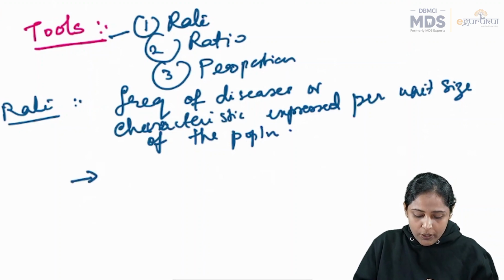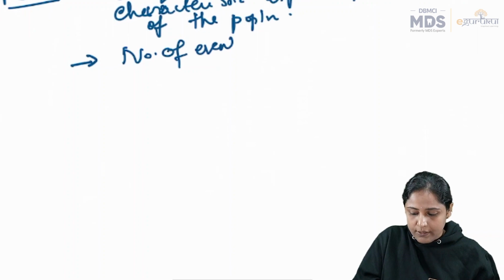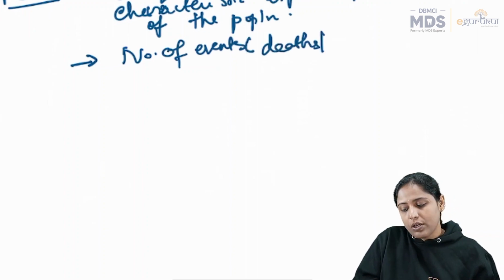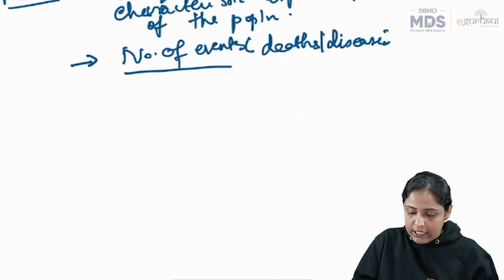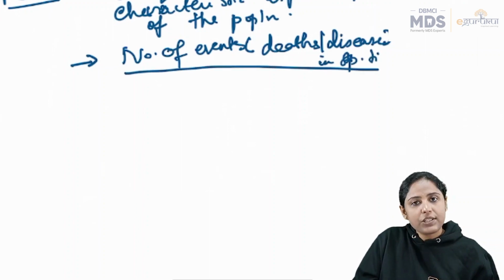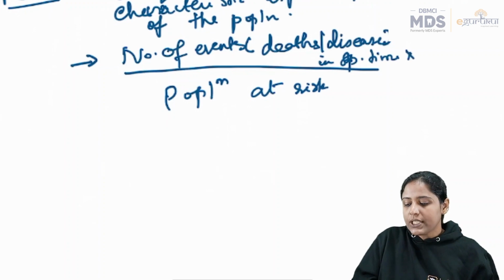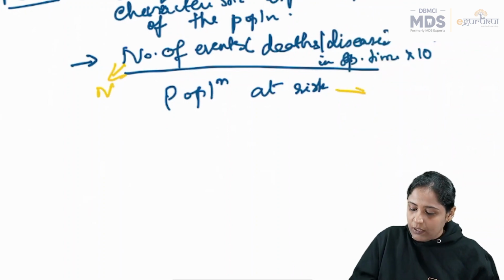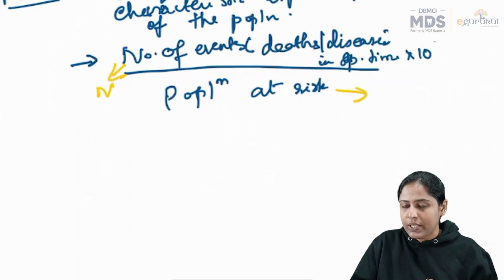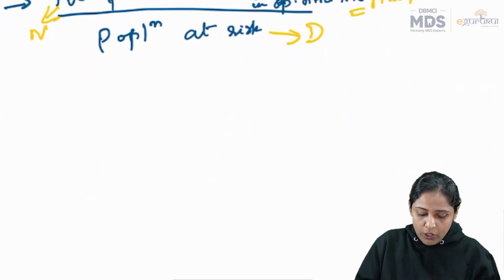What is the formula for rate? The formula for rate is the number of events, that is deaths or disease, in a specified time period, divided by the population at risk, into 10 raised to n. As you can see, there is a numerator, the number of events or deaths, the denominator, the population at risk, and a multiplier. This is always there in the formula for a rate.